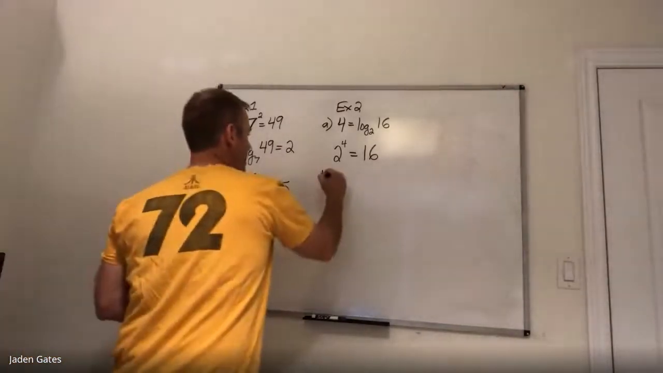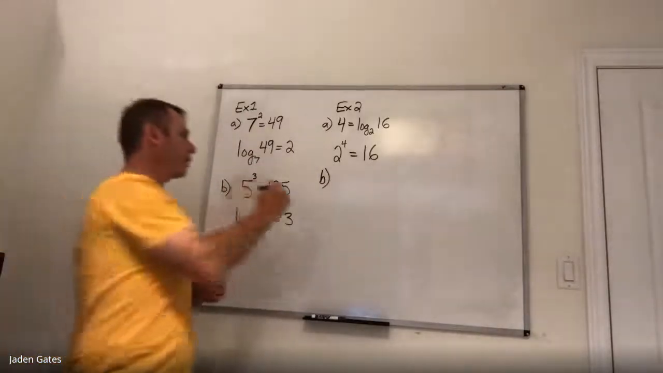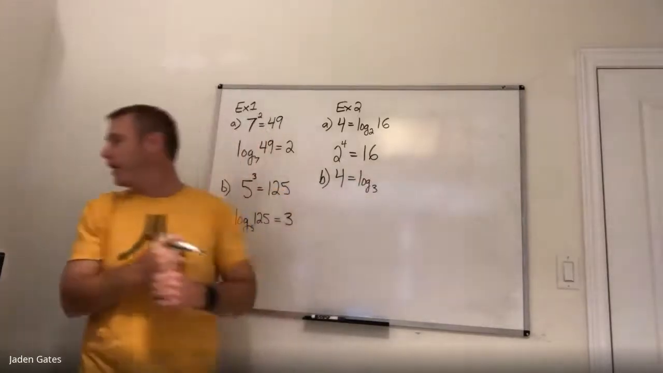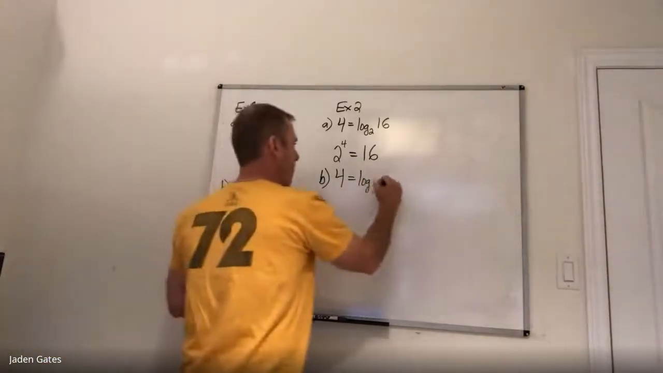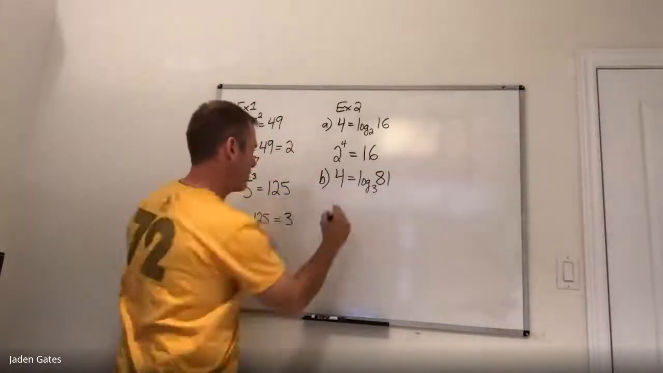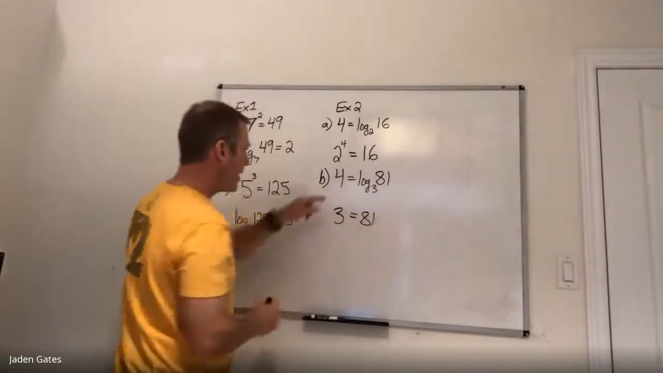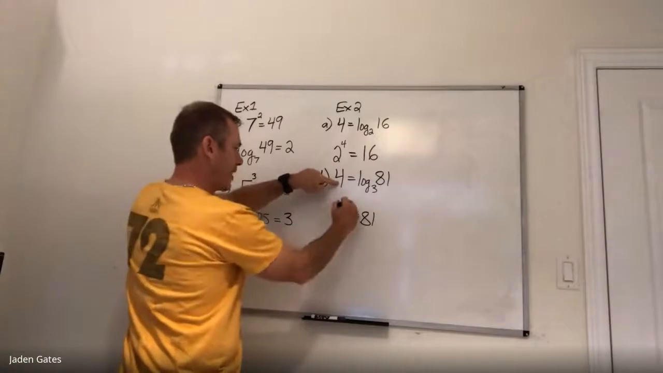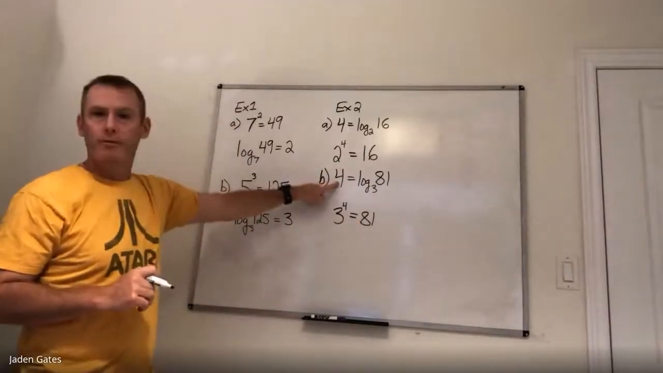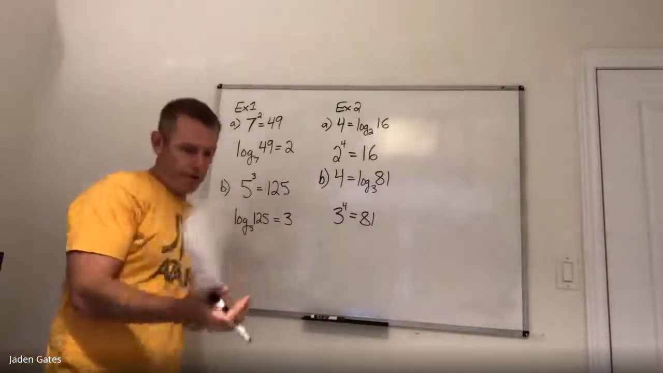All right, B. Let's see here. We have 4 is equal to log base 3 of, I believe, 81 down below. Yep, 81. So again, if I want to write it in exponential form, there's my base, there's my answer, and that's the exponent I would need to make that happen. So 3 to the power of 4 would equal 81. All right. Let's see here. Example 3.